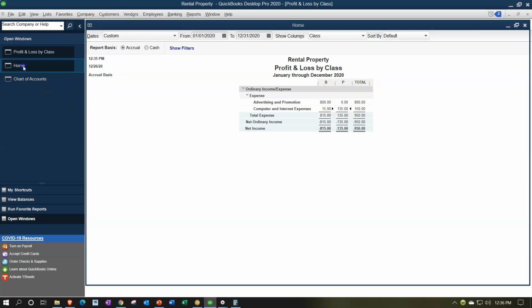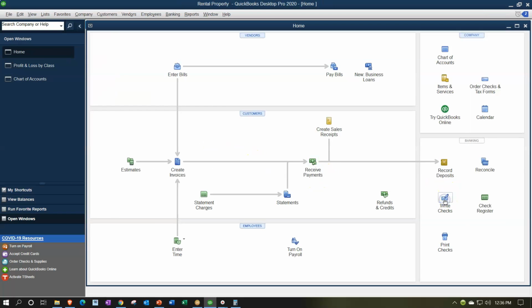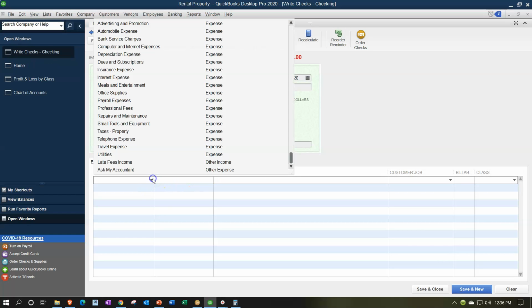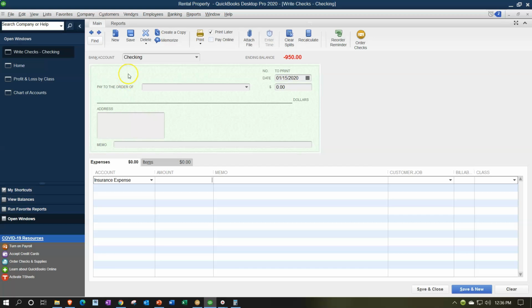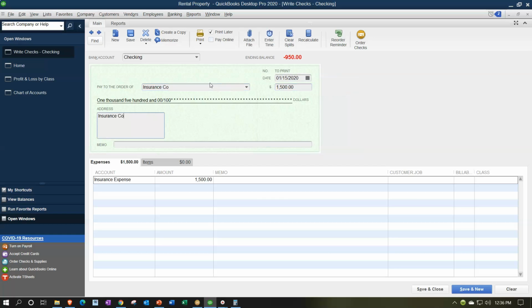So if we go back over home, and let's say we're going to write another check. We always do checks. Money's always going out here. We're going to say bank, depreciation, dues, insurance. So insurance might be another one that you're going to be breaking out by class. So let's say this was at 1.5. Let's bring it up here. This is going to be the insurance company, and we're going to pay them 1.5.